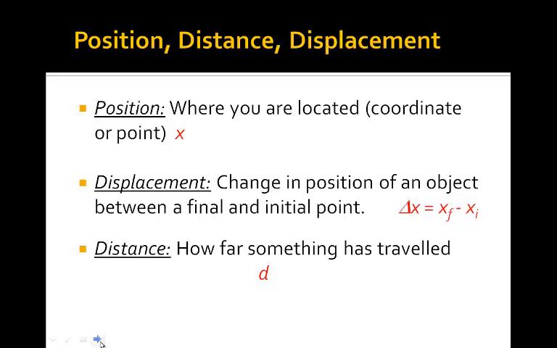So displacement is a change in position of an object between a final and initial point. We write that as delta x is equal to x final, f, minus x initial, which is i. And then distance is just how far something has traveled. And you'll see very shortly what we mean by that.